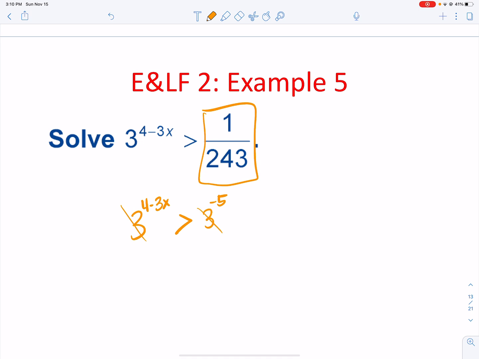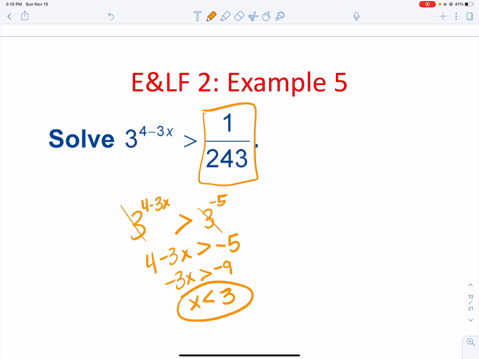So my bases are the same. So I'd have 4 minus 3x is greater than a negative 5. So I would minus the 4 get a negative 9, and divide by negative 3, which flips the signs. So it's less than 3. So you can try something and check it and see if it works if you would like.